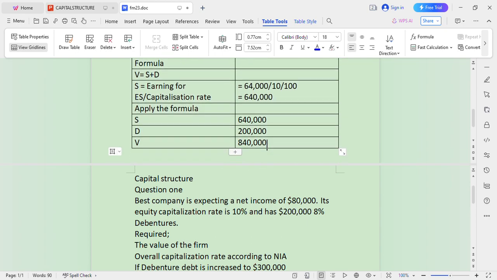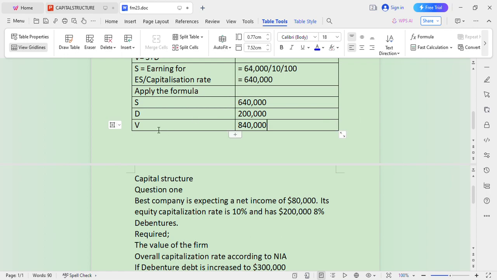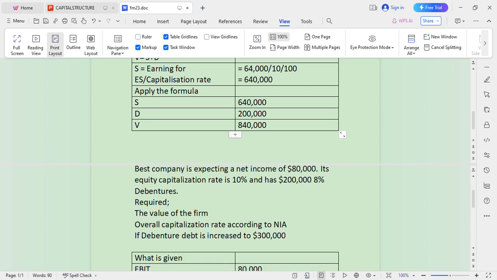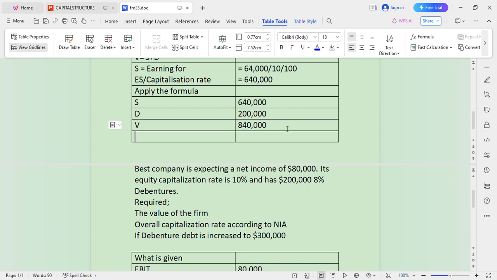So applying the formula, S is 640,000, D is 200,000, V becomes 840,000. Number 2 question was what? Overall capitalization rate according to the net income approach. So using the net income approach or theory, this is how to get the capitalization rate.